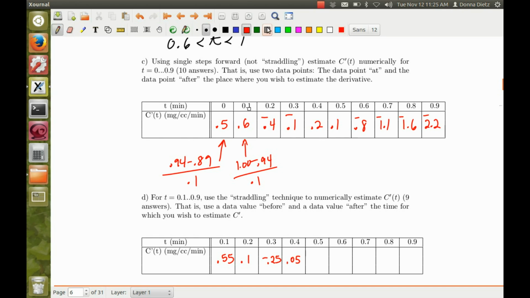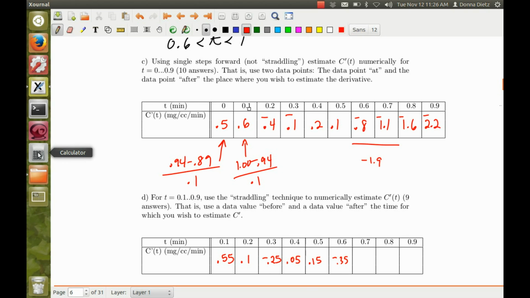Then we have 0.2 and 0.1. You add them, get 0.3. Half of it is 0.15. Okay. Then when we go 0.1 minus 0.8, you get minus 0.7. Half of that is minus 0.35. Okay, now we have 0.8 and minus 1.1, which is minus 1.9.